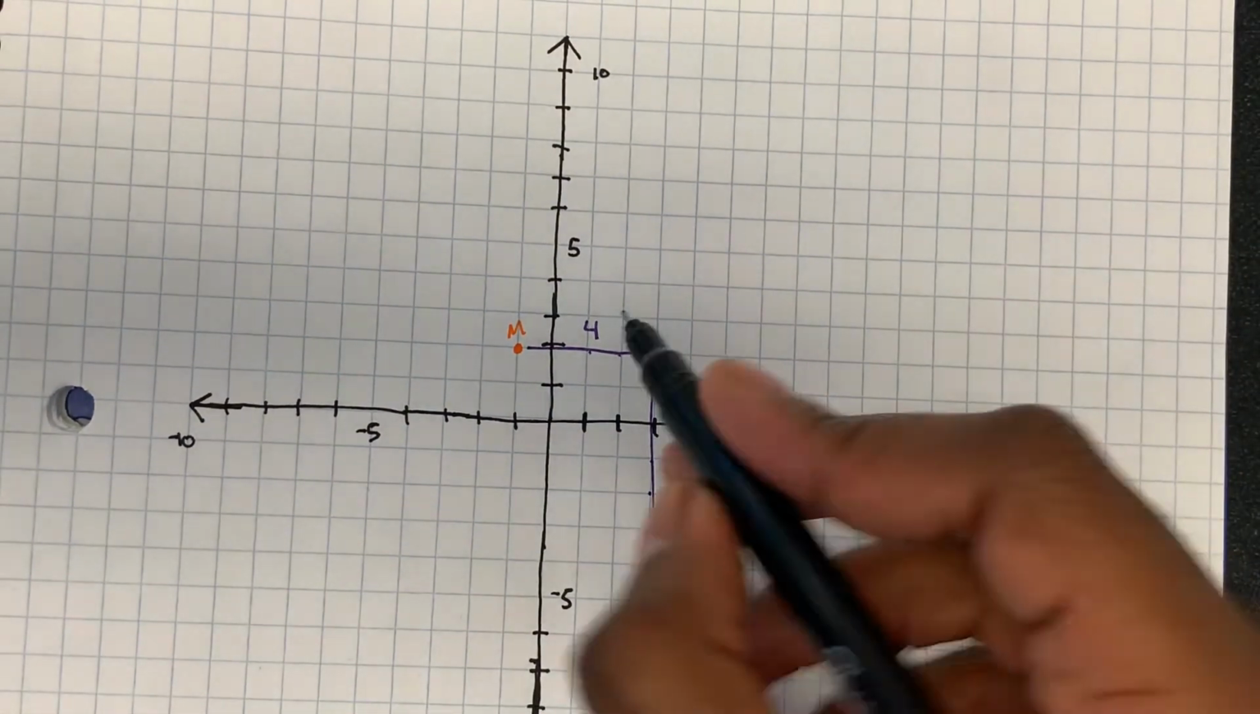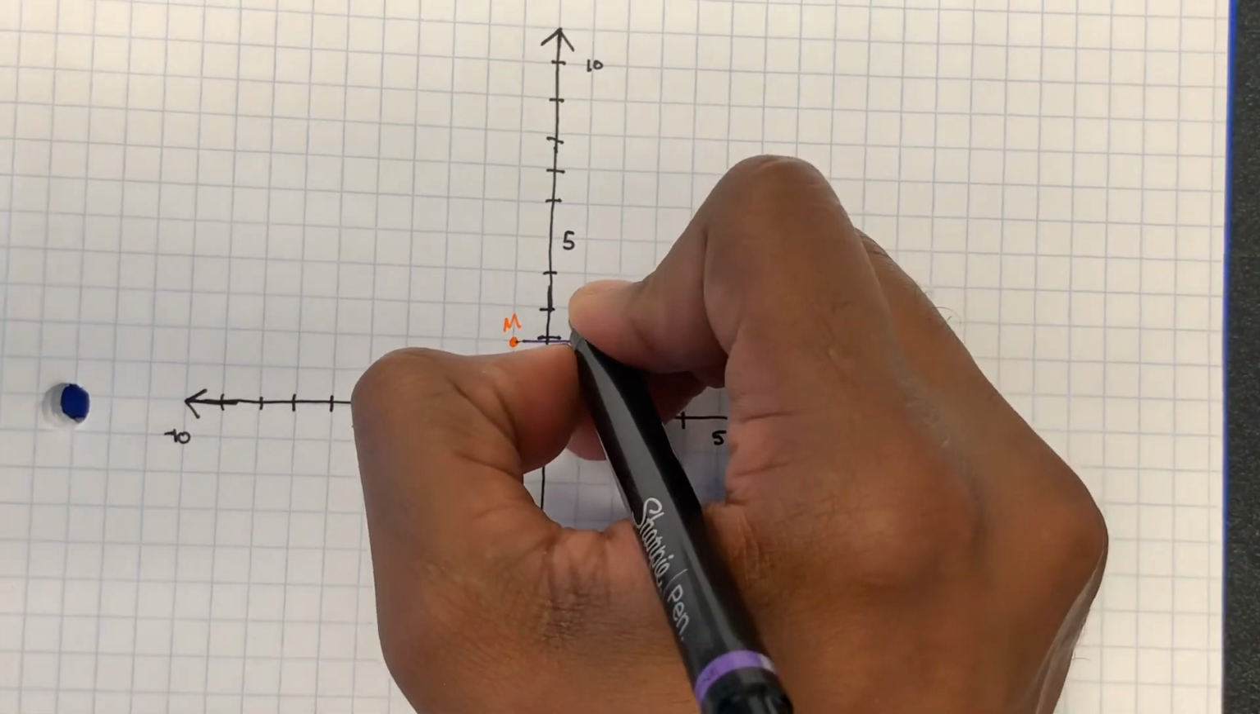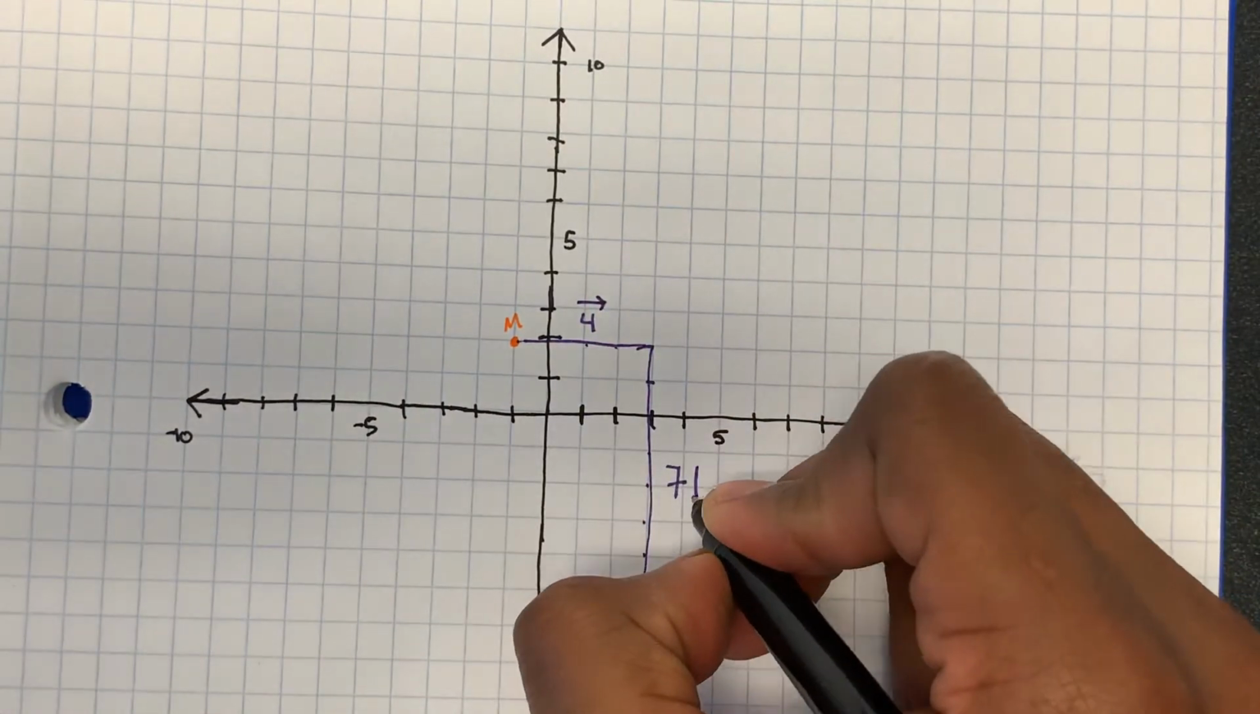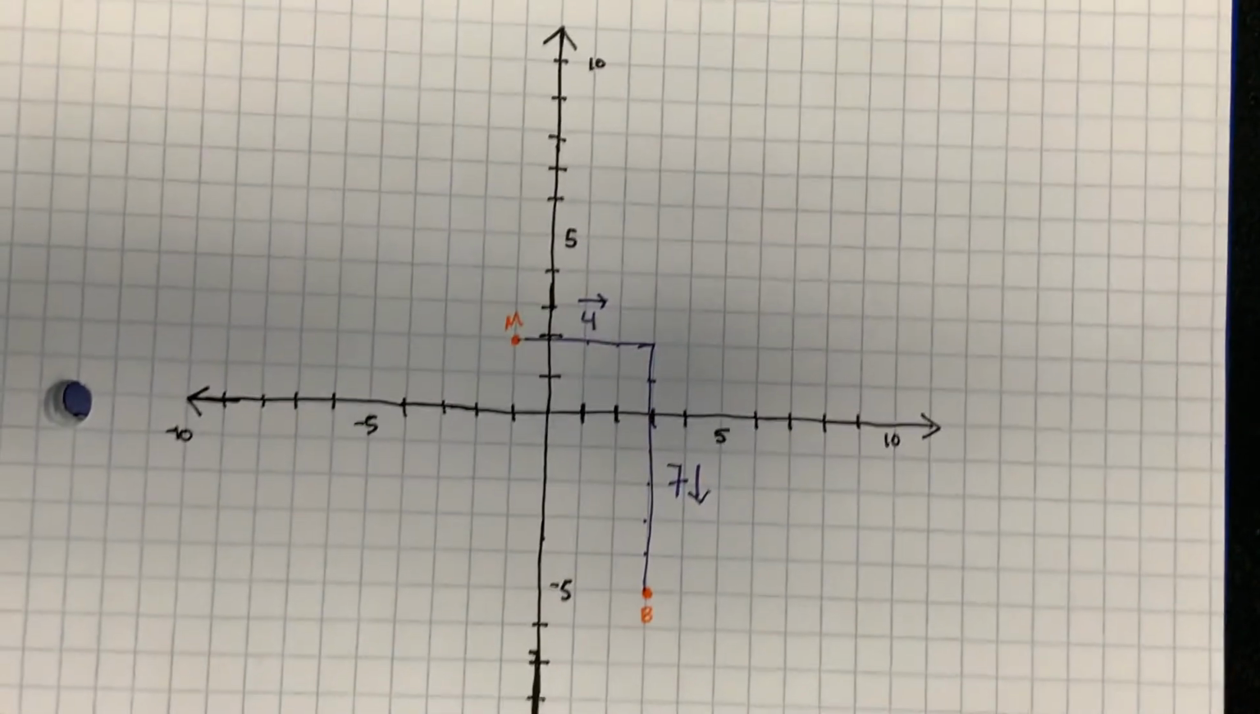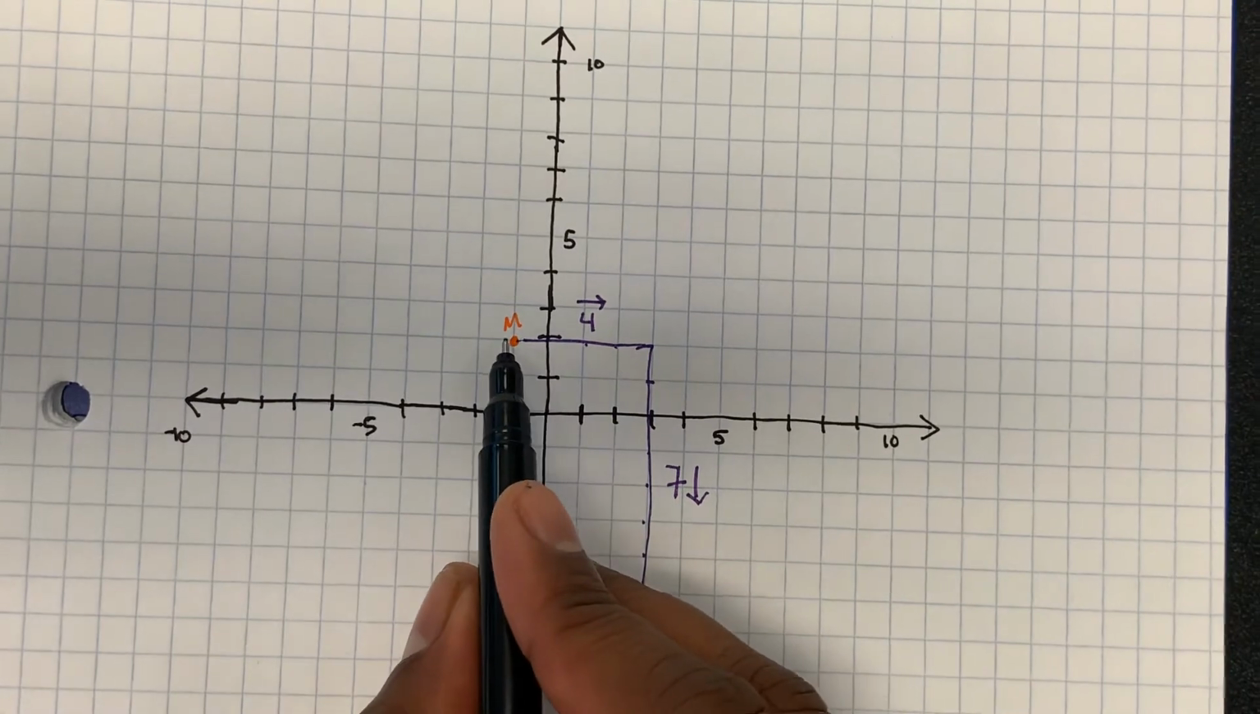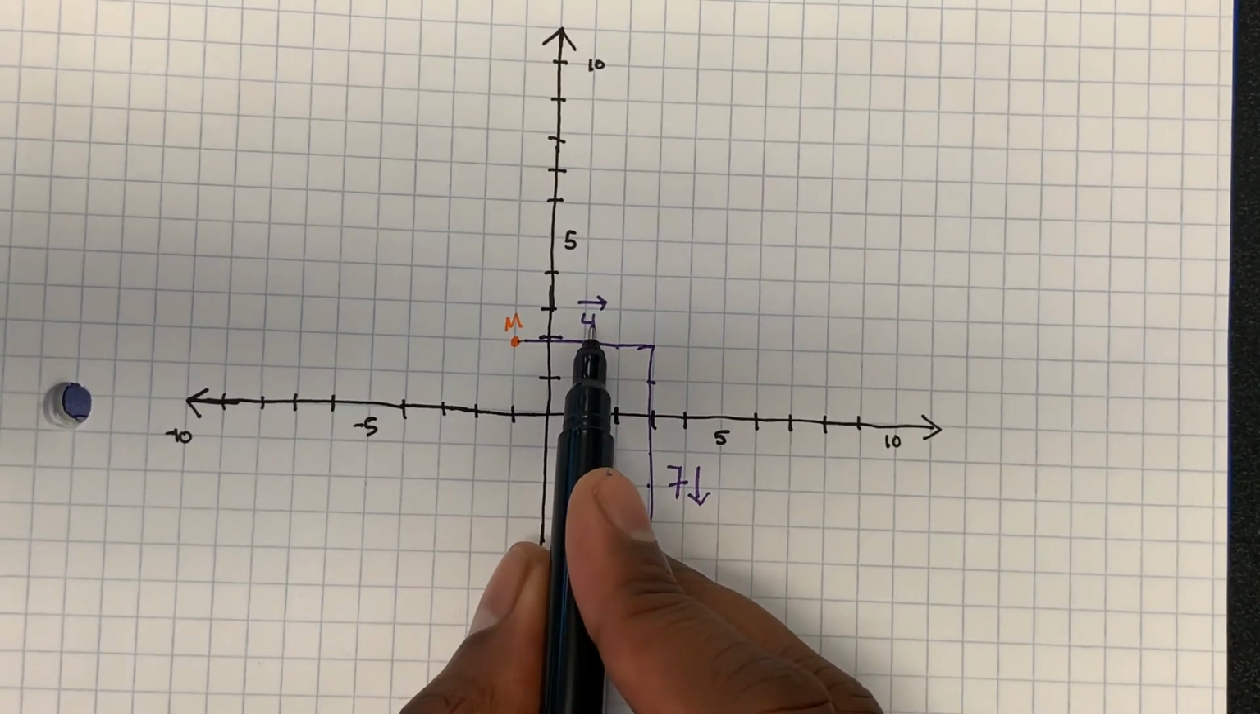So we went down 7. We went right 4, so we draw an arrow, right 4, down 7. So to get to point A, we want to reverse that. We want to go left 4 and up 7.